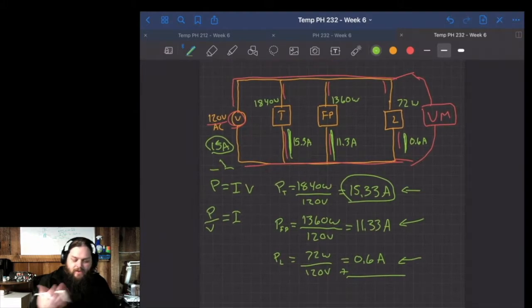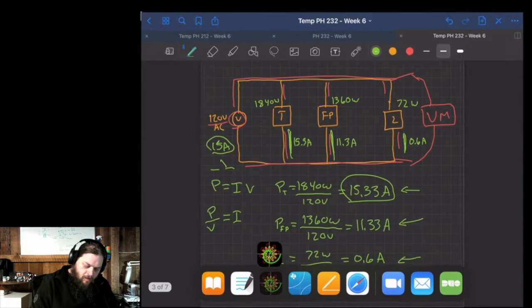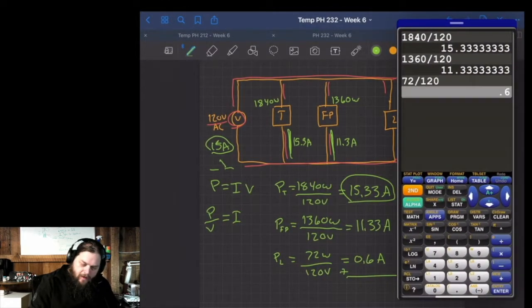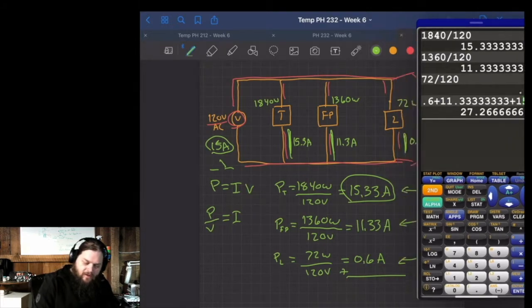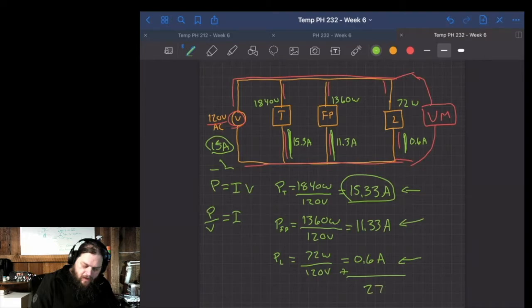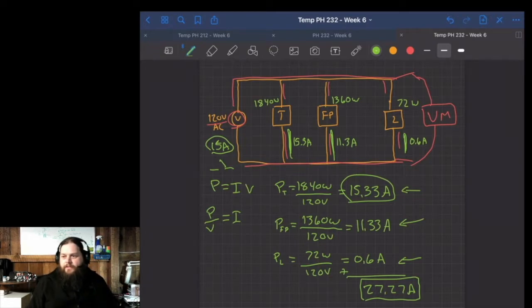But then we can ask ourselves, how much is the total amperage there? Taking these numbers, we have 0.6 plus 11.3 plus 15.33 is 27.26. So it's about 27.27 amps total, which is a lot more than the 15 amp circuit we have. So even if you had a 20 amp circuit, it would probably still blow the circuit breaker.